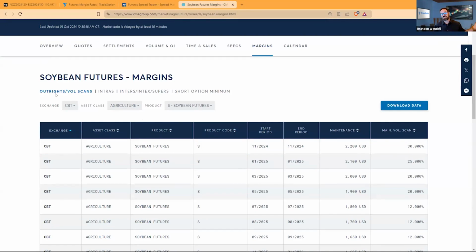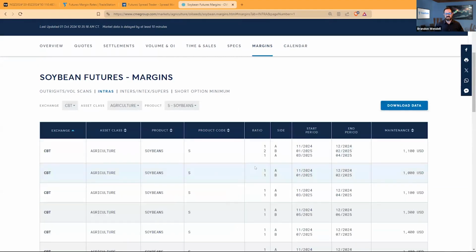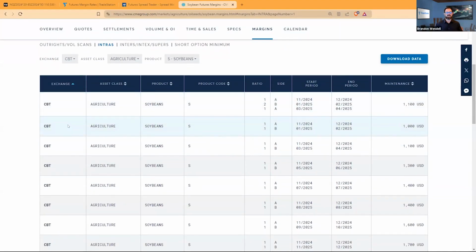If I'm going to trade soybeans versus soybeans, I click on intras and notice that this is now going to show me a 1-to-1 ratio for the most part for the delta because I'm trading soybean versus soybean. Keep in mind, you've got to find the right months. I'll zoom in here again so we can see the text a little better. So you've got start period, end period. If I'm going to trade the November or December contract versus January or February, then this would be the margin I'd use. And again, that's the maintenance margin. We multiply that, and we actually have an initial margin of $1,100 for a spread. That's where you buy one, sell one.